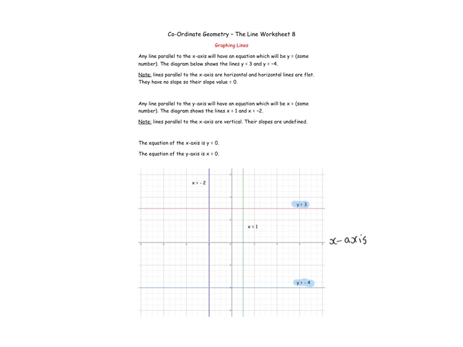Note, lines parallel to the x-axis are horizontal, and horizontal lines are flat, so they have no slope. So the slopes of all lines that are parallel to the x-axis have a slope of 0.